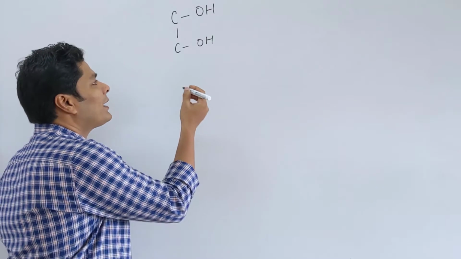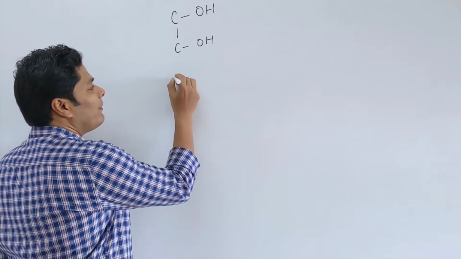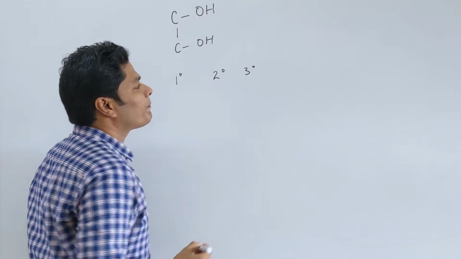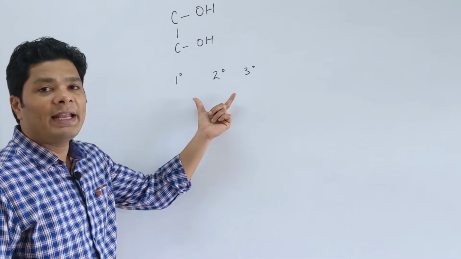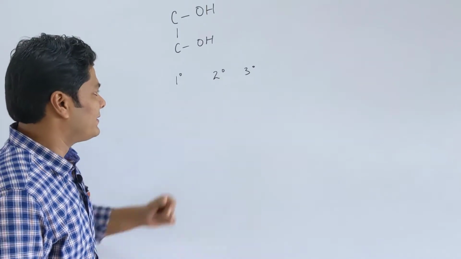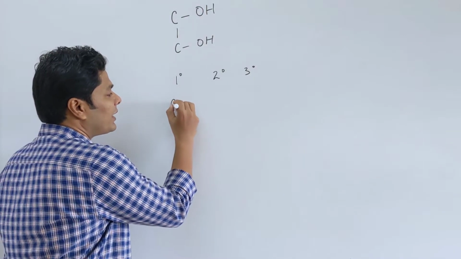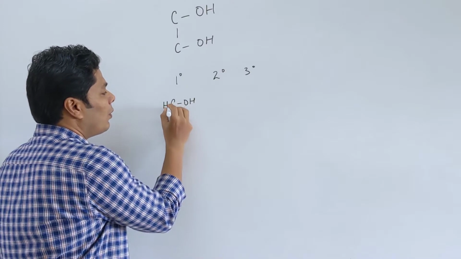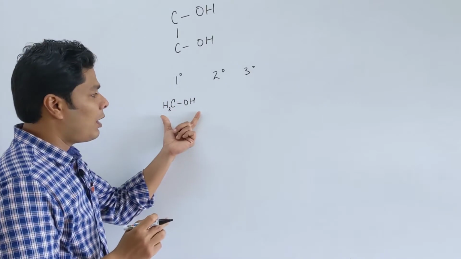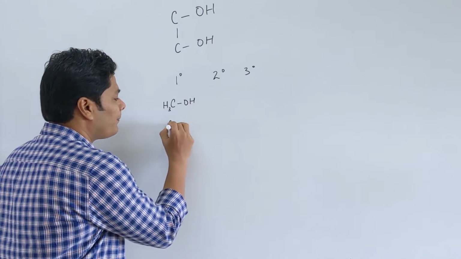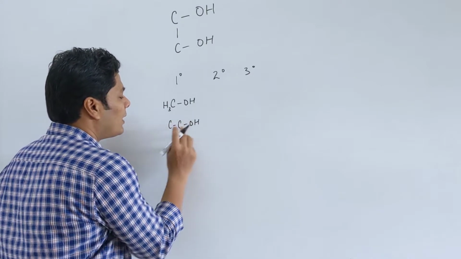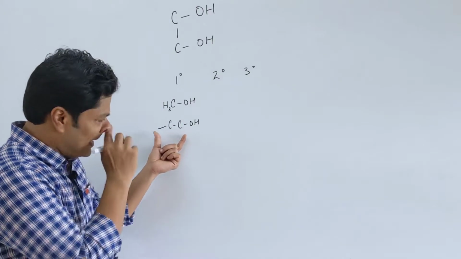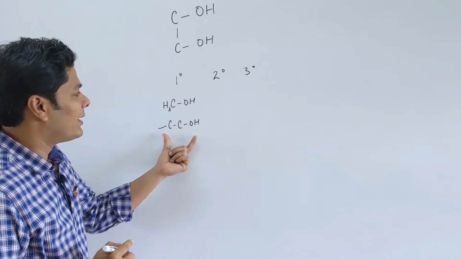Now, how else can we classify alcohols? We can also classify them as 1 degree, 2 degree and 3 degree, just like what we did with alkyl halides or haloalkanes. If the OH is attached to a carbon that's attached to only hydrogen, as in the case of methanol, or only one other carbon, as in the case of ethanol or any n-alkyl alcohol, these are 1 degree alcohols.